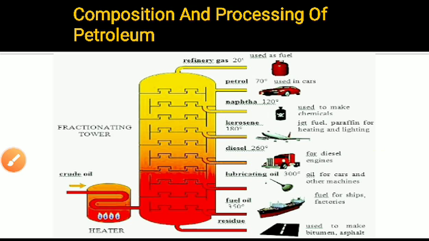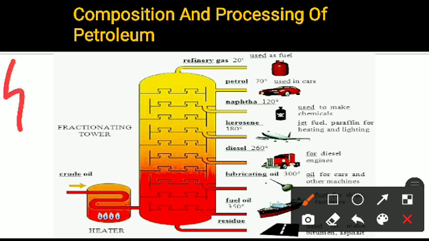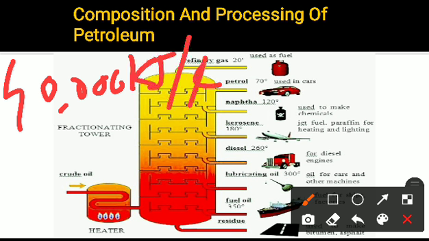Next we are going to learn the composition and processing of petroleum. The important industrial liquid fuels are the product of petroleum refining. The calorific value of petroleum is about 40,000 kilojoule per kg. This is the calorific value.